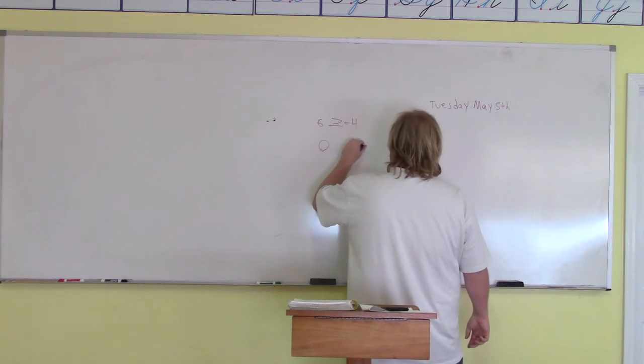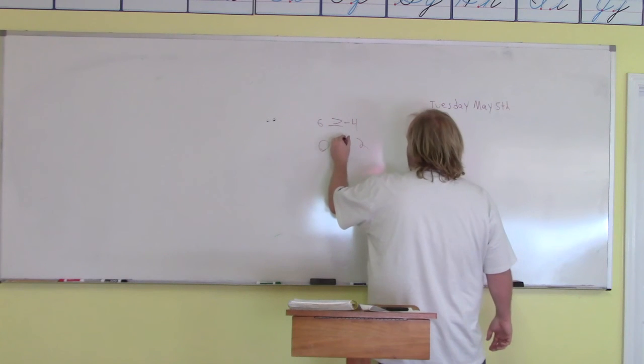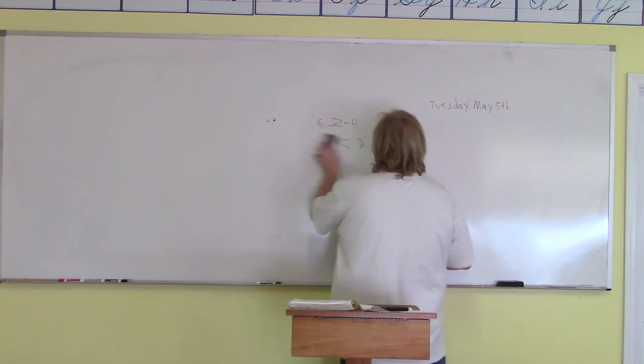How about 0 and regular 2? 2 is to the right of 0, of course it is. 2 is larger. Those are pretty straightforward. I don't think you guys have any issues with them.